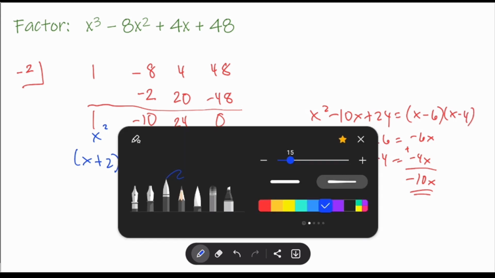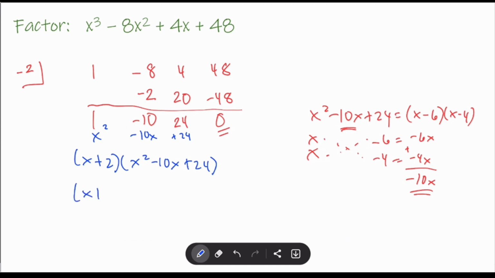So that means the factored form of the answer is x plus 2 times x minus 6 times x minus 4.